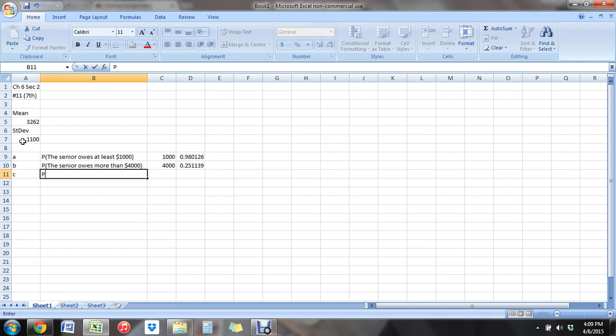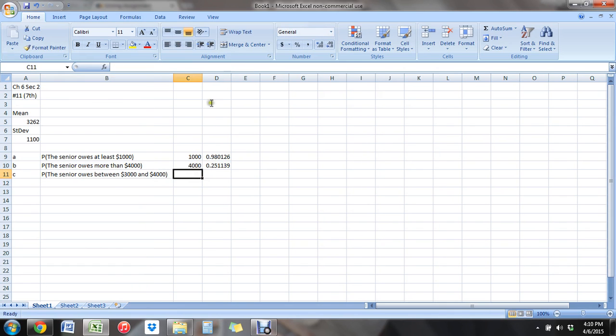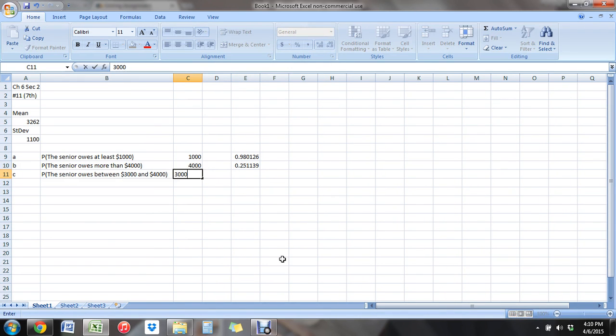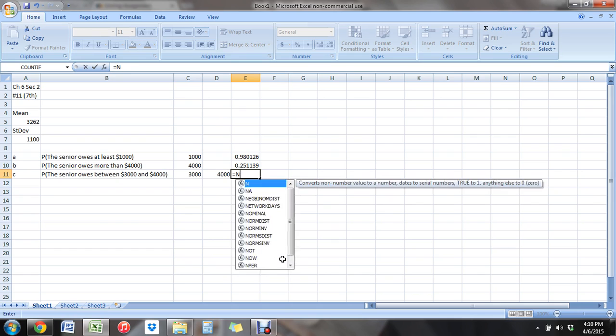Let's do C. Probability that the senior owes between $3,000 and $4,000. Let's scoot this over. Between 3,000 and 4,000. So just like we would do it normally, we're going to have to subtract the area to the left of the larger value minus the area to the left of the smaller value. So I will do that.